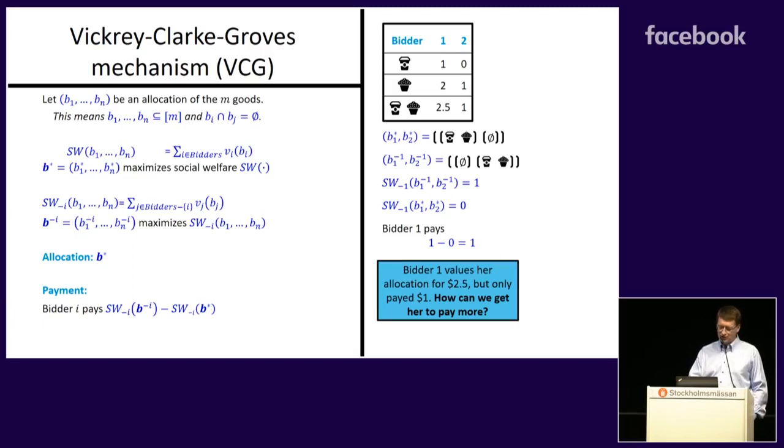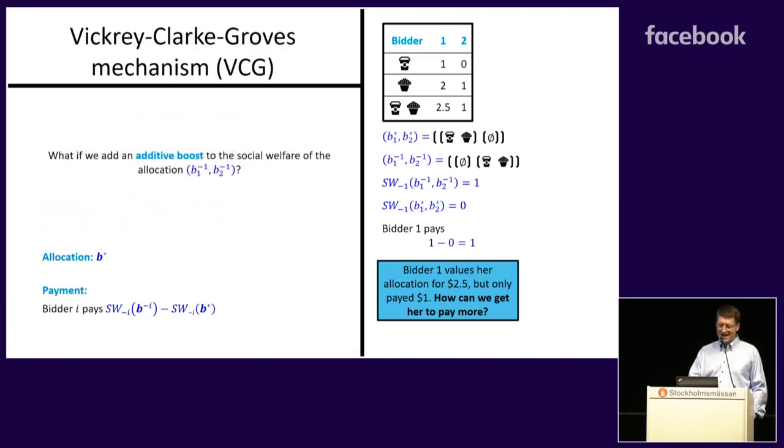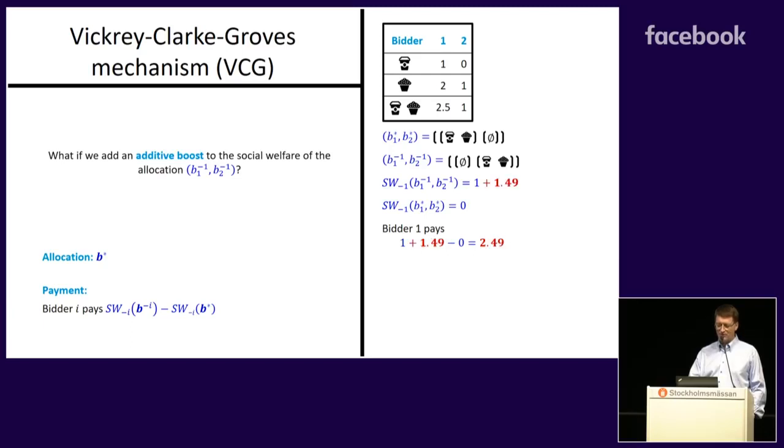Well, what if you made an additive boost to the social welfare of the allocation that would happen if bidder one had stayed home? And let's call that, in the red, 1.49. So we give an additive boost to the social welfare of the others if bidder one had stayed at home. So now bidder one pays 1 plus 1.49 minus 0, which is 2.49. Almost the full 2.5. Okay. So we're now somehow tweaking the VCG mechanism to make bidder one pay more.